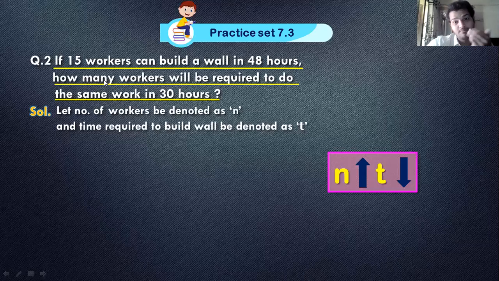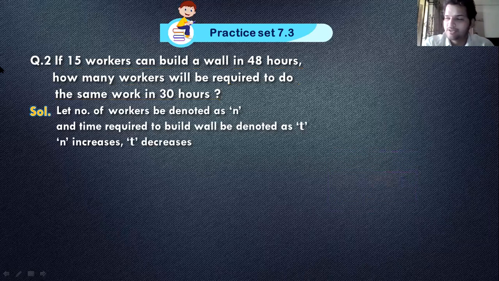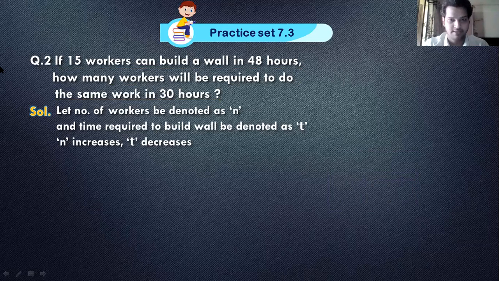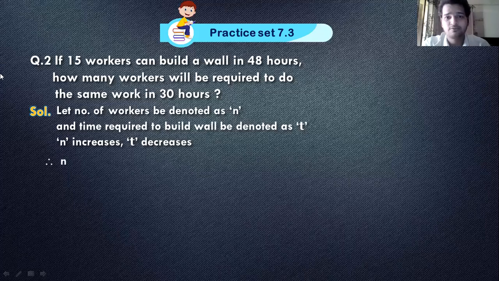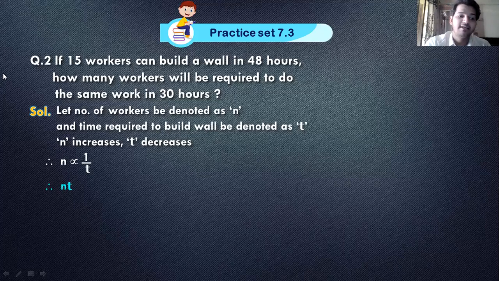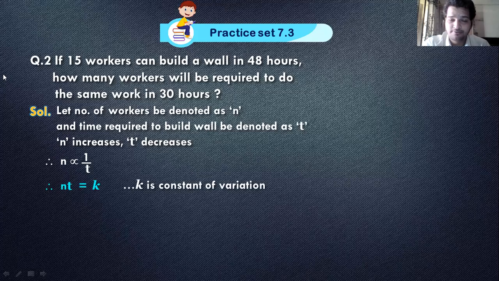Because when you increase the number of workers, the time required to complete the work will decrease, right? Fantastic. So, whenever the question is with respect to the number of workers, number of students or number of persons and a work is being done, that will always be in inverse variation, okay? So how to write inverse variation? n varies as 1 upon t. And whenever you have inverse variation, you will multiply n and t to get k, where k is the constant of variation.